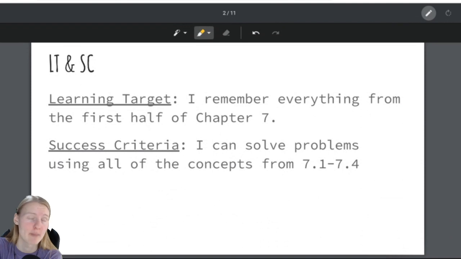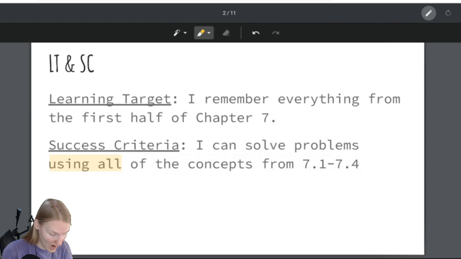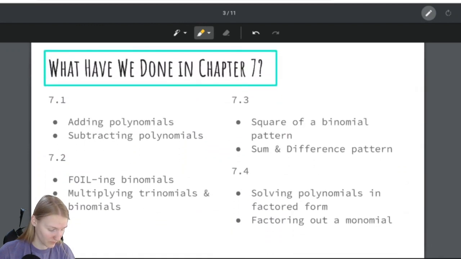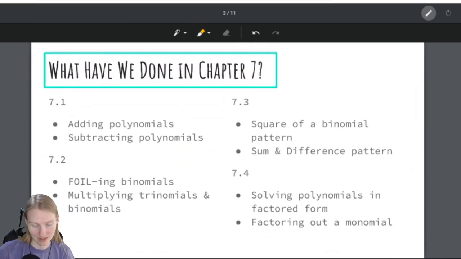So the learning target, I remember everything from the first half of Chapter 7, and the success criteria is I can solve problems using all of the concepts from 7.1 through 7.4. All of the concepts. Important. Okay. So, how are you supposed to remember all those concepts that you're supposed to know? Well, you have them in your notes, but also I have compiled a nice list here for you.